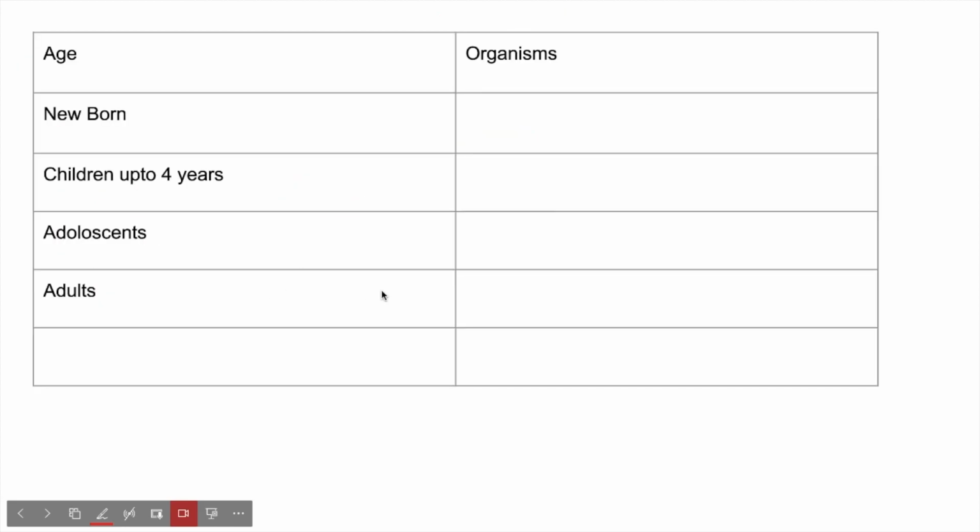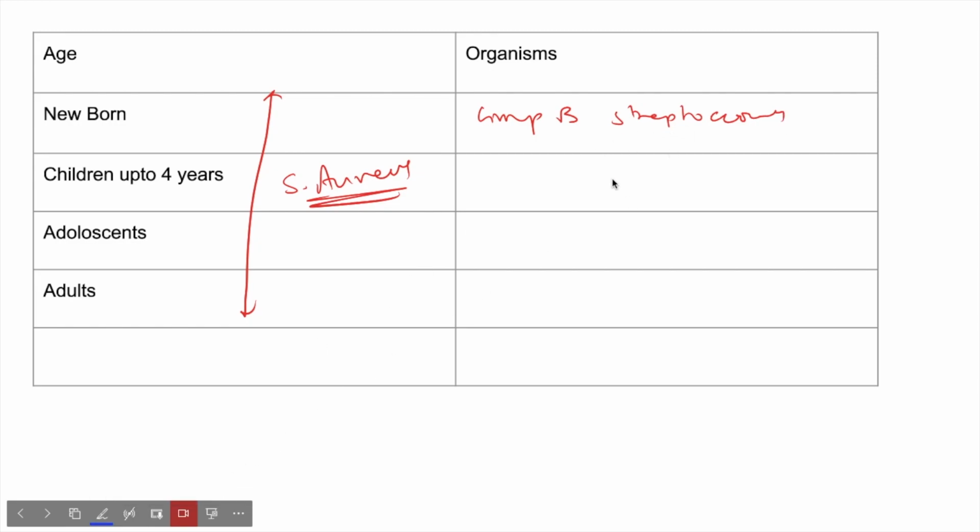So what are some of the common organisms that occur in all of these age groups? This is very commonly confusing, but now it has been established beyond doubt that in all age groups Staph aureus is the most common organism which causes osteomyelitis. In the newborn, group B streptococcus is known to cause it, second to Staph aureus.